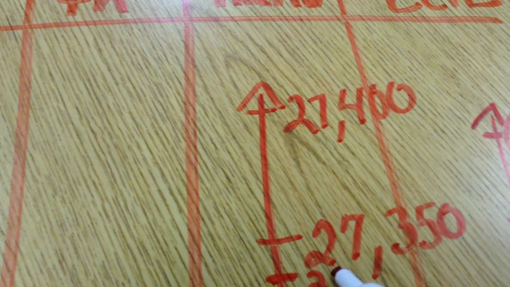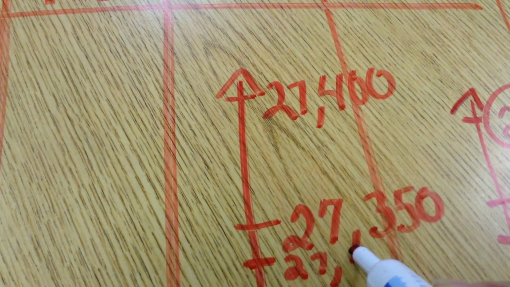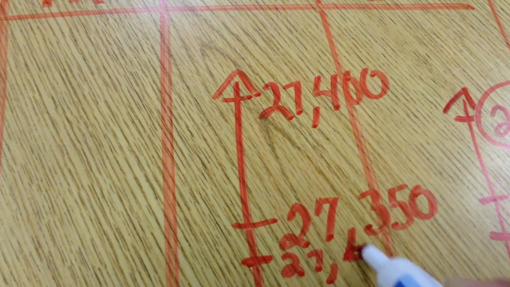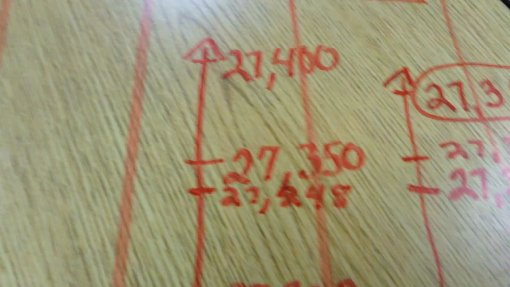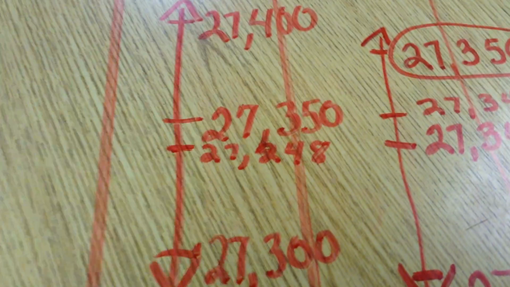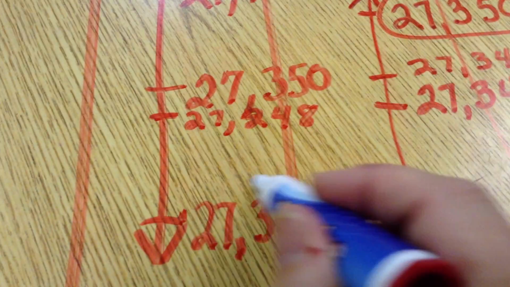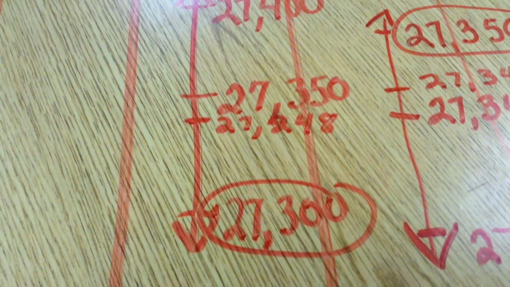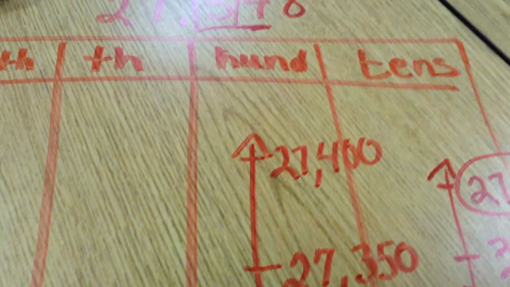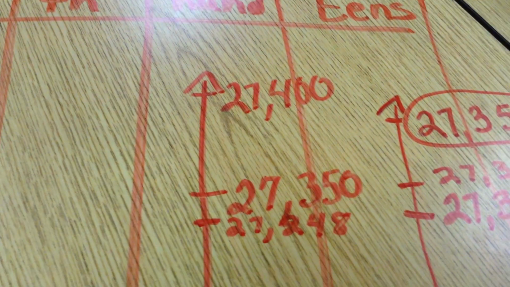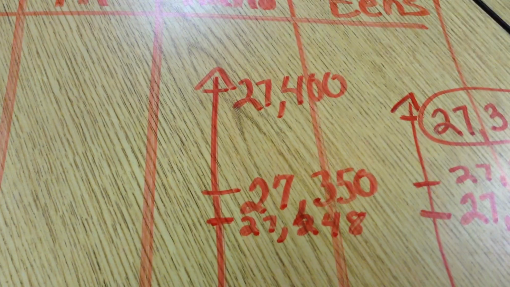27,348 is going to be so close to 27,350. So it's really close to my midpoint, but is it above or below my midpoint? It's below my midpoint, so my number is going to round to 27,300 in the hundreds column. You would continue to do the same thing with thousands and 10,000s.